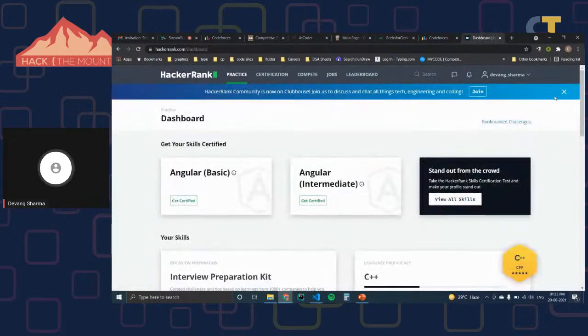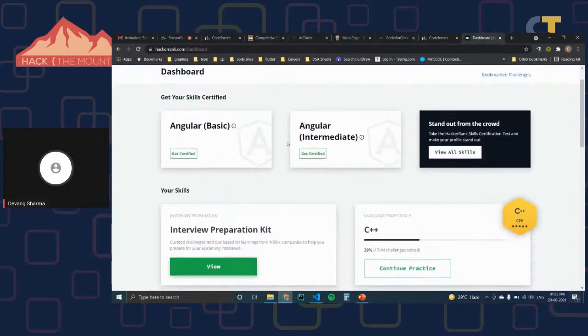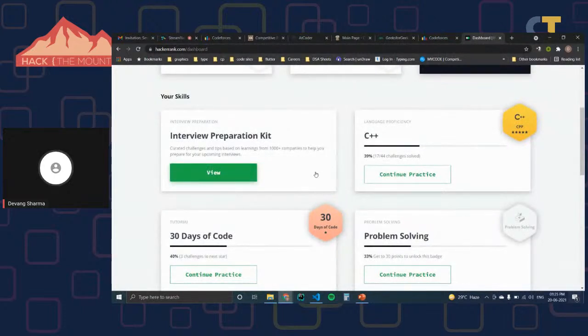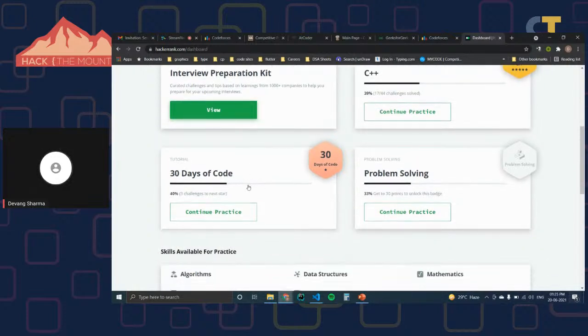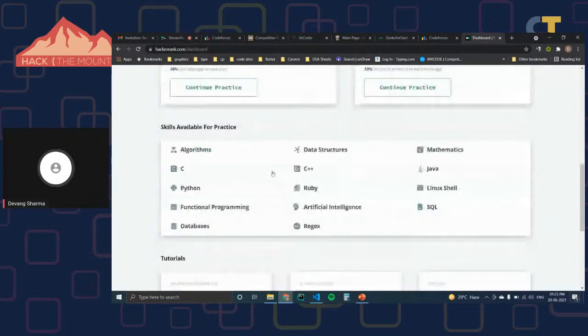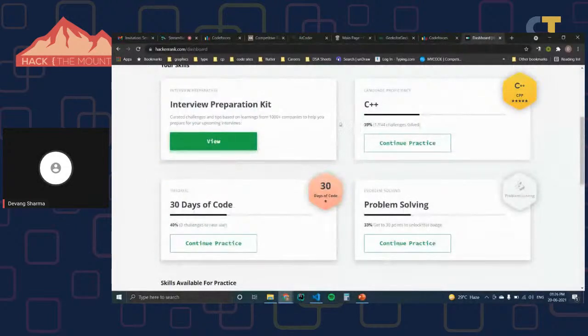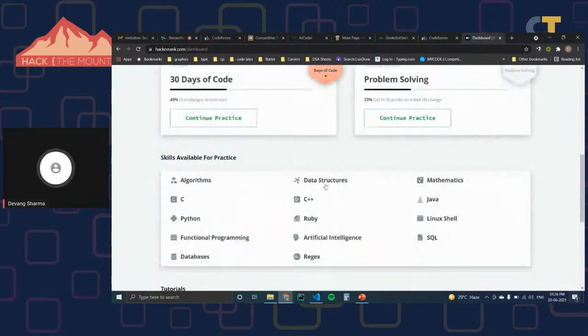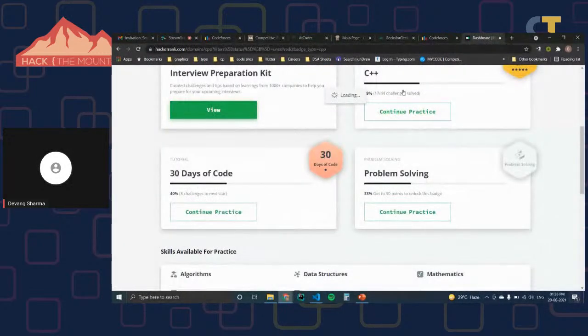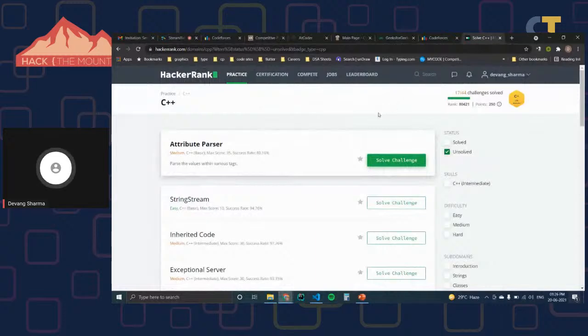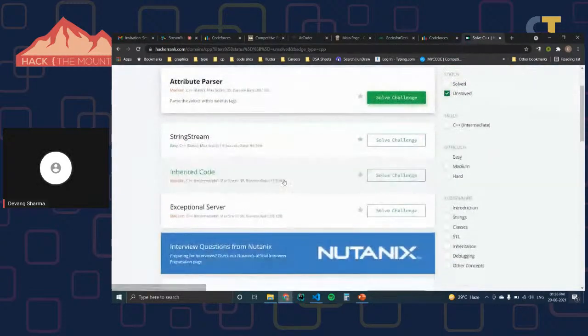Once you visit this, there is a practice section. You can check out any skill which you want to acquire, or you can test your knowledge on data structures, algorithms, C++, and these things. Suppose, as I told you, you have to complete the C++ section so that you get comfortable with the language part first of all. So you can go to the C++ section, click here, and all of the problems will be available here.